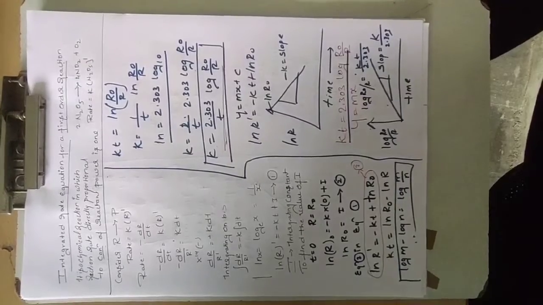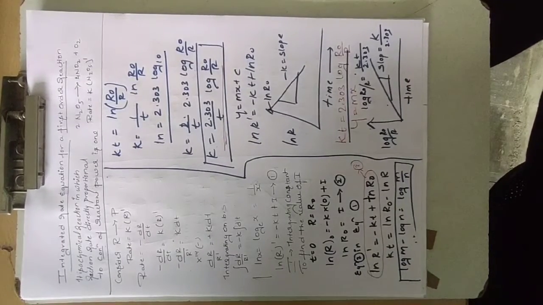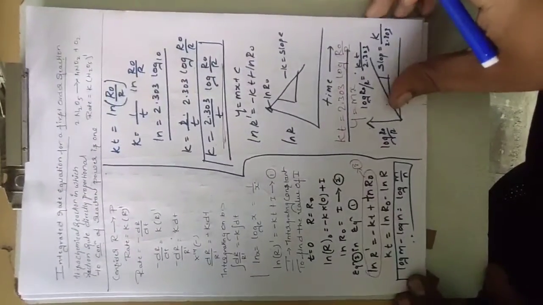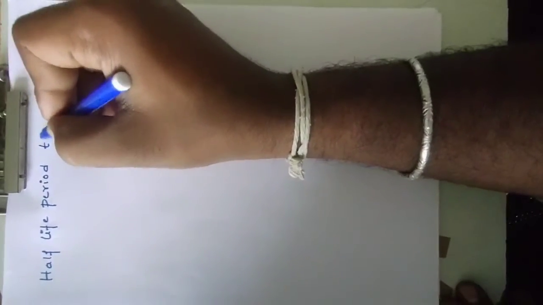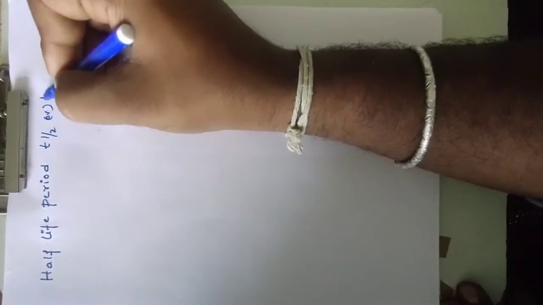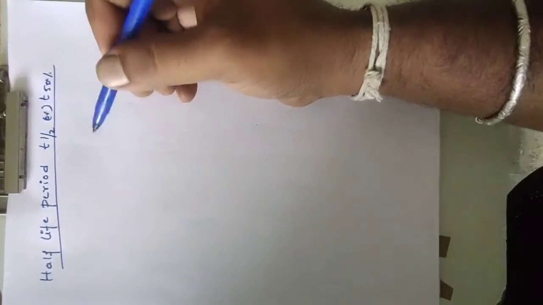Next, I am going to talk about the half-life period, which is represented as t of 50%. What does this half-life period mean? It is the time in which the concentration of reactant is reduced to half of its initial value. I will give one example.